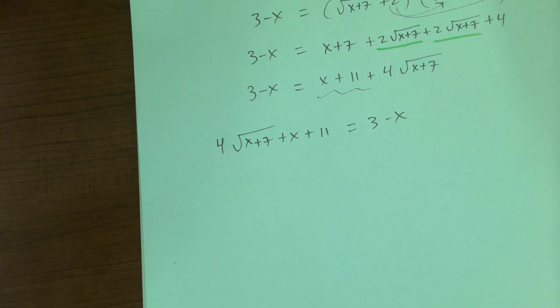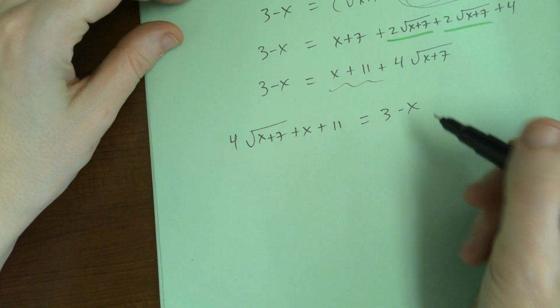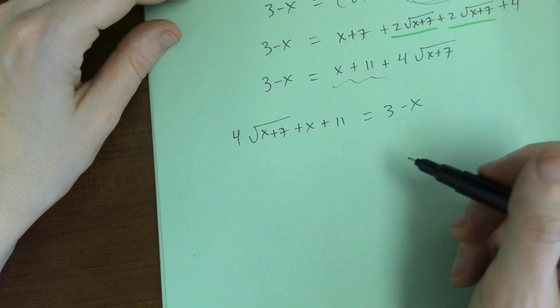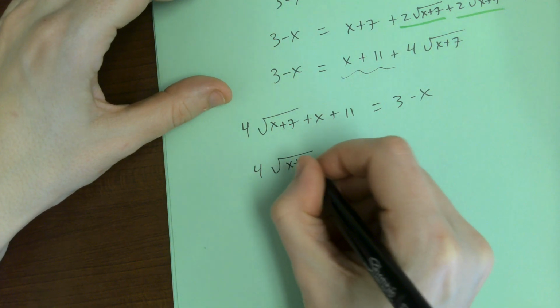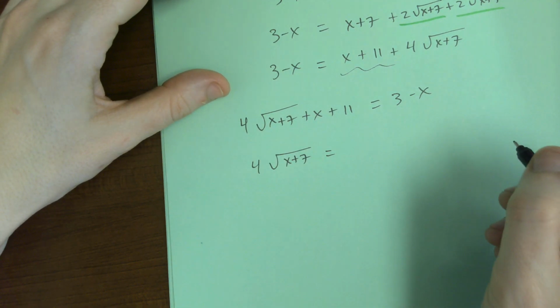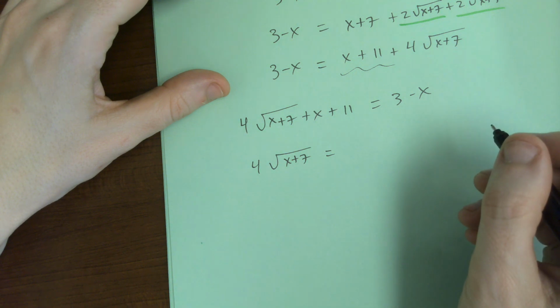Here we go. Okay, so now we need to isolate the other radical. So I'm going to subtract x and 11 from both sides. Okay, so 4, subtracting the x and the 11.